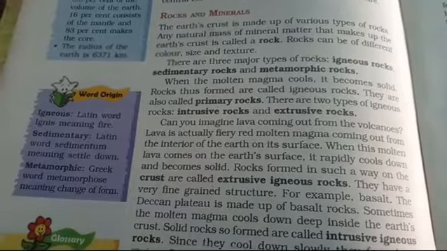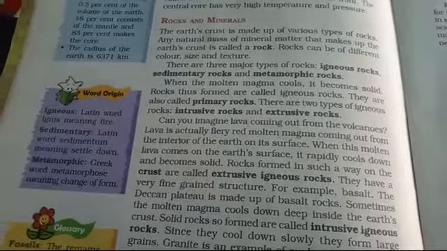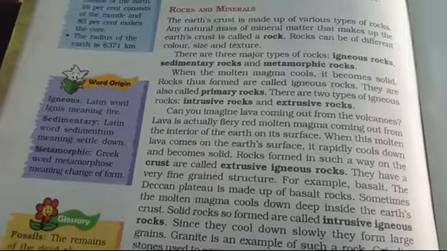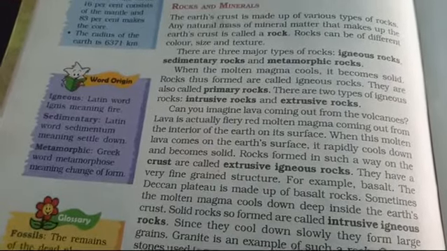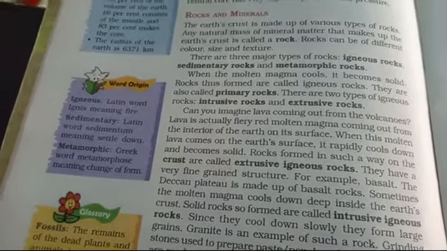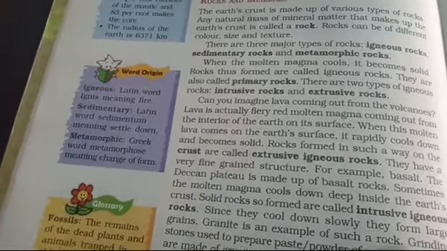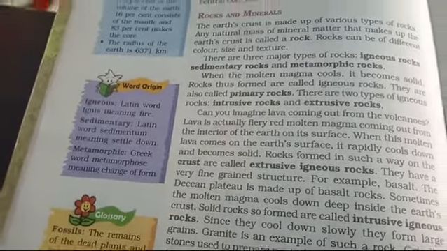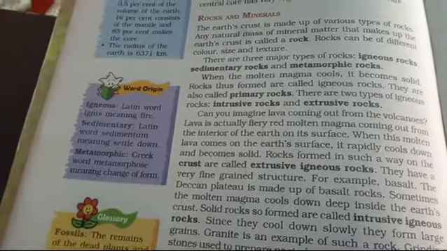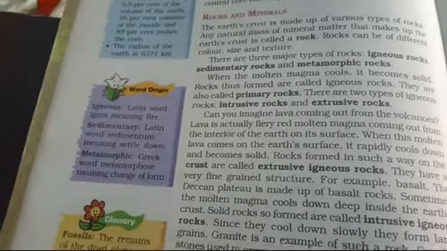Okay beta, in the first video we discussed the layers of the earth. We have three layers: first is the earth crust, second is the mantle, and third is the core. Core is the innermost layer of the earth, and the radius of the core is 3500 kilometer, and it is made up of nickel and iron, or we can say ferrous and nickel.